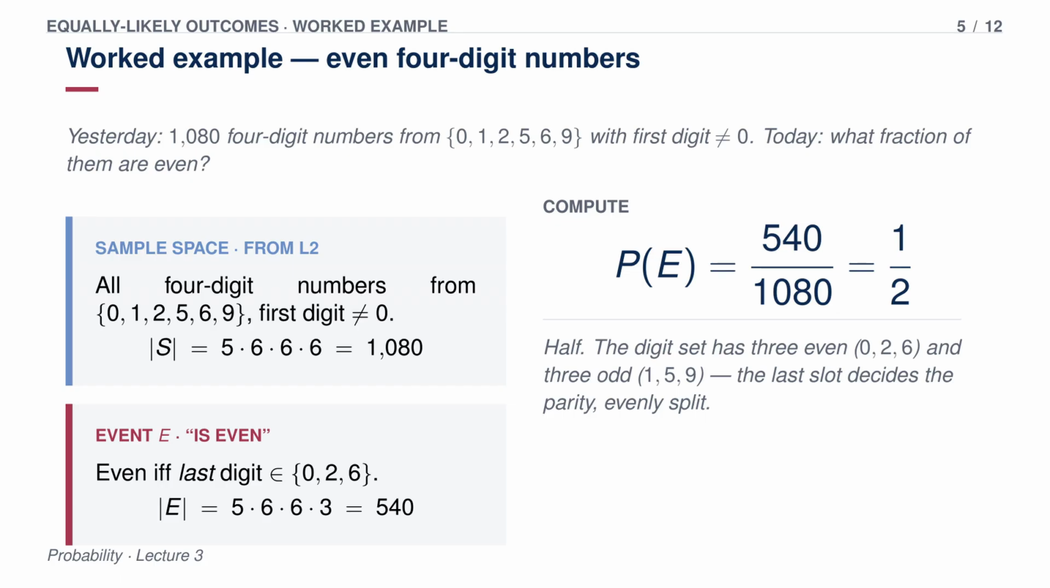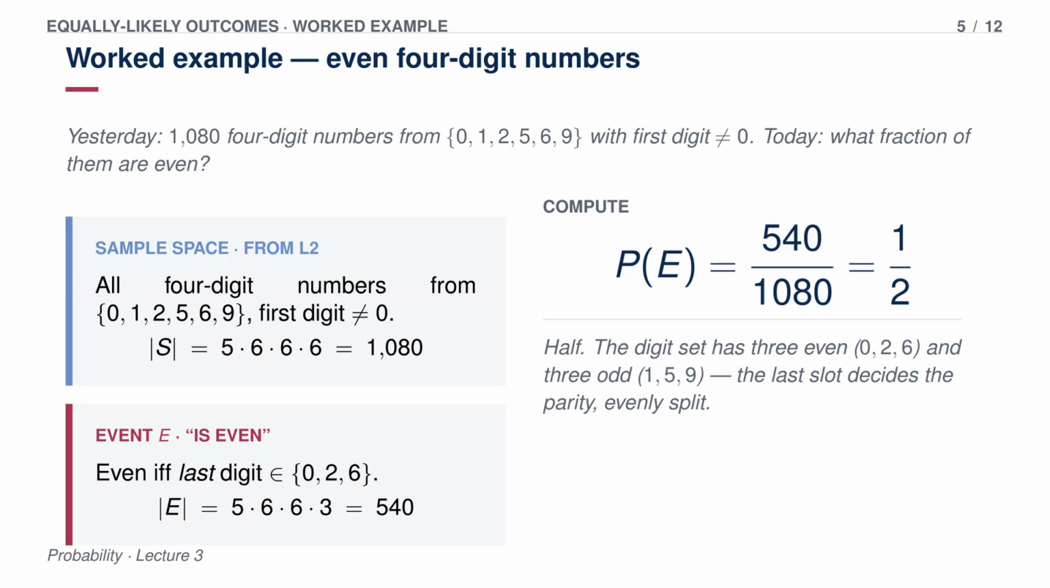Let's actually test this out with a counting exercise we looked at recently, just to ground it for you listening. We were building 4-digit numbers from a specific set of 6 digits. The set was 0, 1, 2, 5, 6, and 9. And the only rule was that the first digit could not be 0.